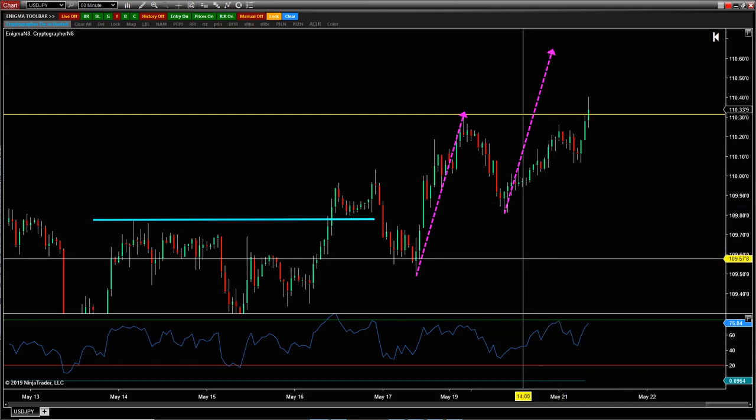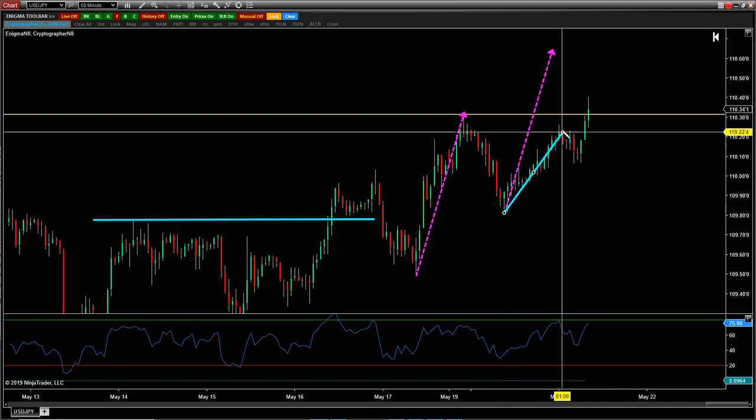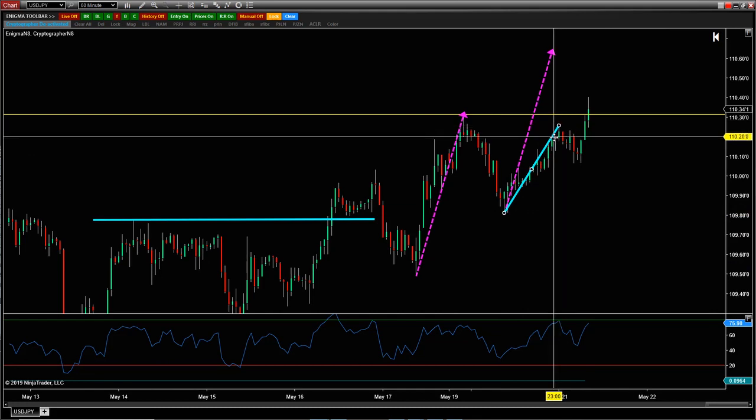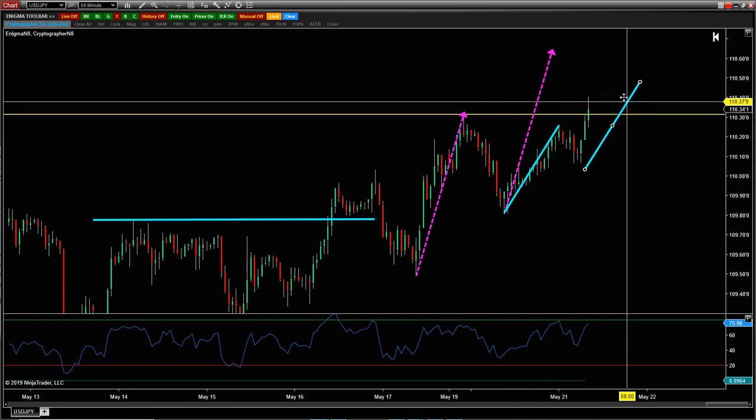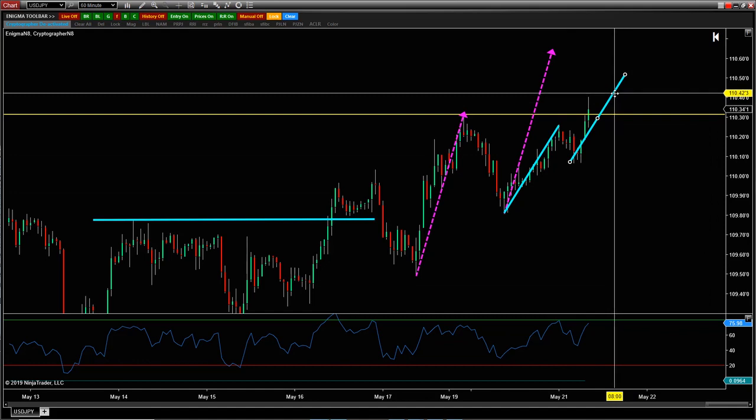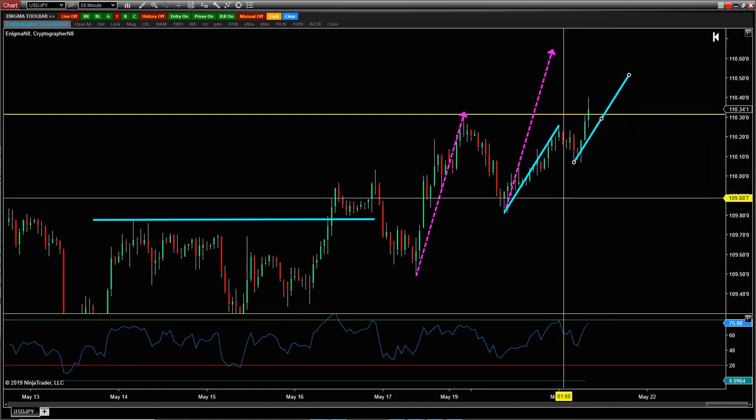You can actually take an even smaller one too, depending on how micro you want to look, right? Take this swing, this anchor leg, measure it and do the same thing. You can have a zone, and of course you can do accompanying fibs.